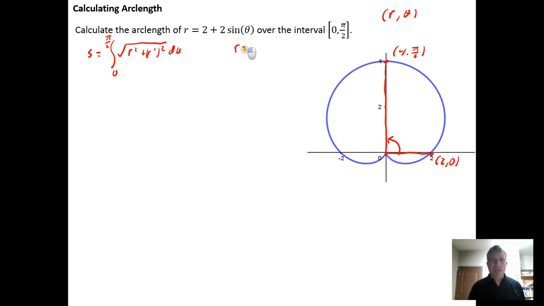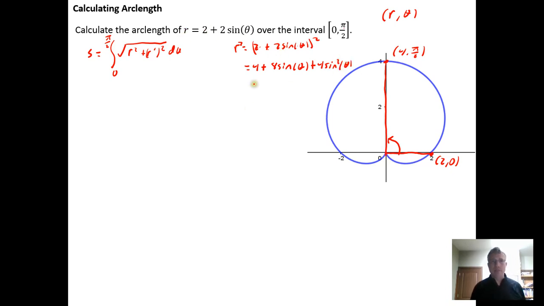We know r is equal to 2 plus 2 sine of theta. So when we square r, we're squaring this. We'll get 2 times 2 is 4, plus 2 times 2 times 2 sine theta, which is 8 sine theta, plus 2 sine theta times itself, which is 4 sine squared theta.